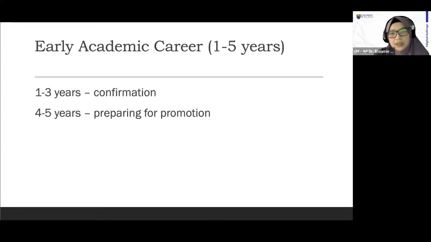Basically, there are lots of conditions, prerequisites, that you have to ensure you achieve in order to be confirmed. So I'd like to ask, how many of you are not confirmed yet? And how many of you are already confirmed and are preparing for your promotion? Can you raise your hand, or maybe you can respond in the chat area.